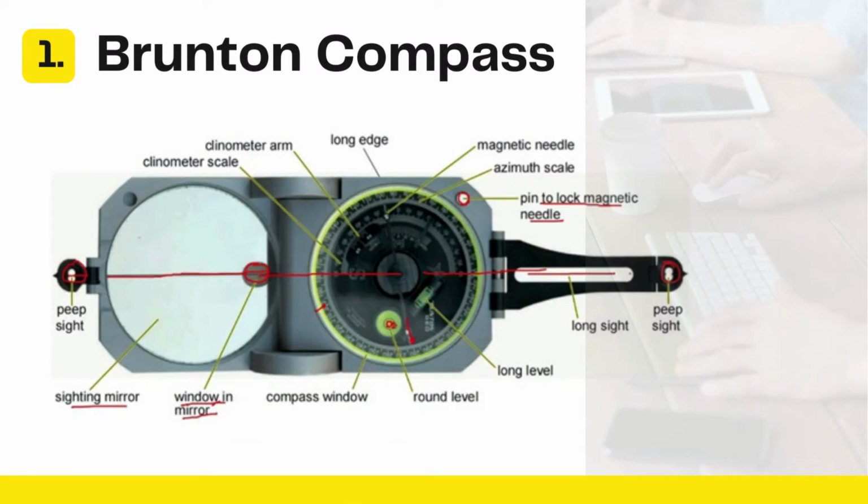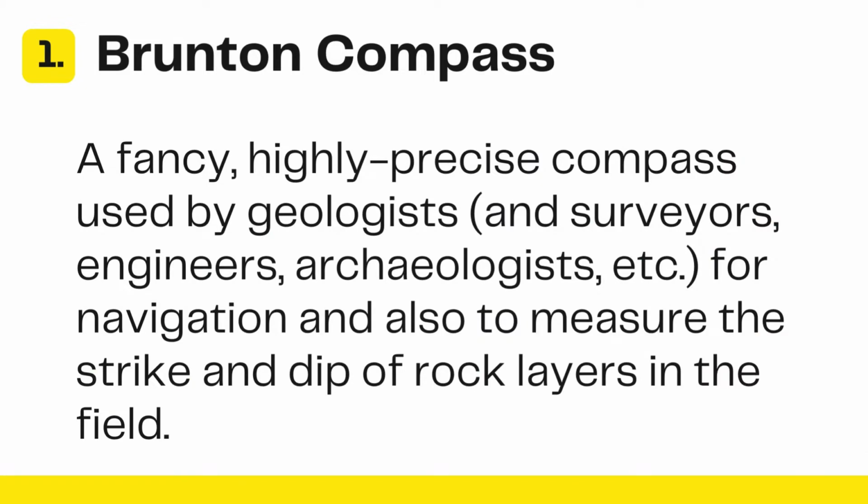The first one is the Broughton compass. The Broughton compass is defined as a fancy, highly precise compass mainly used by geologists for navigation and also to measure the strike and dip of rock layers in the field. During the surveying operation, the Broughton compass can be mounted on a tripod or just held in one's hand. This type of compass is only suitable for surveys that require only low degrees of precision.